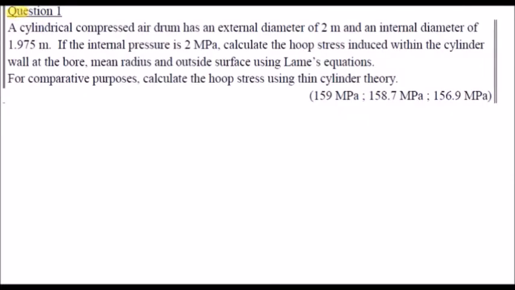So here's the first question, question 1. A cylindrical compressed air drum has an external diameter of 2 meters and an internal diameter of 1.975 meters. If the internal pressure is 2 megapascals, we're asked to calculate the hoop stress within the cylinder wall at the bore, at the mean radius and at the outside surface, using Lamè's equations. In this particular question, for comparative purposes, we're asked to also calculate the hoop stress using thin cylinder theory.